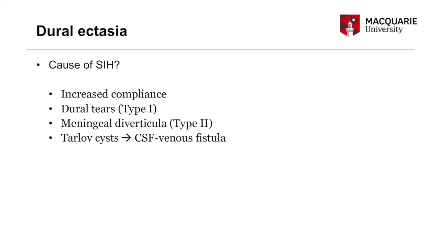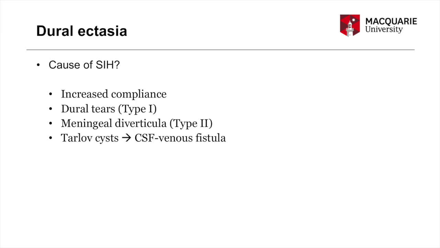But how does dural ectasia cause SIH? Well, it could be, as we've heard, this change in compliance, so that the weakened and enlarged dura, that big CSF pool, can enlarge more easily with upright posture. Or it could be that there is an actual leak, and these patients, of course, will often have a connective tissue disorder, and so there might be a dural tear, particularly a type 1 tear.